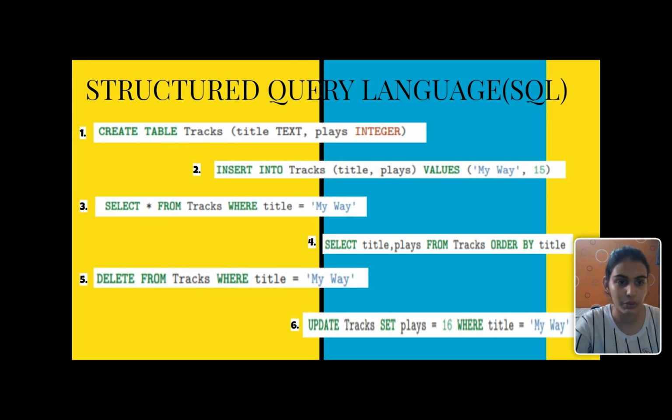To insert a row into a table, we use the SQL insert command. The insert statement specifies the table name and then a list of fields or columns that you would like to set in the new row, and then the keyword values and then a list of corresponding values for each of the fields. The SQL select command is used to retrieve rows and columns from a database.